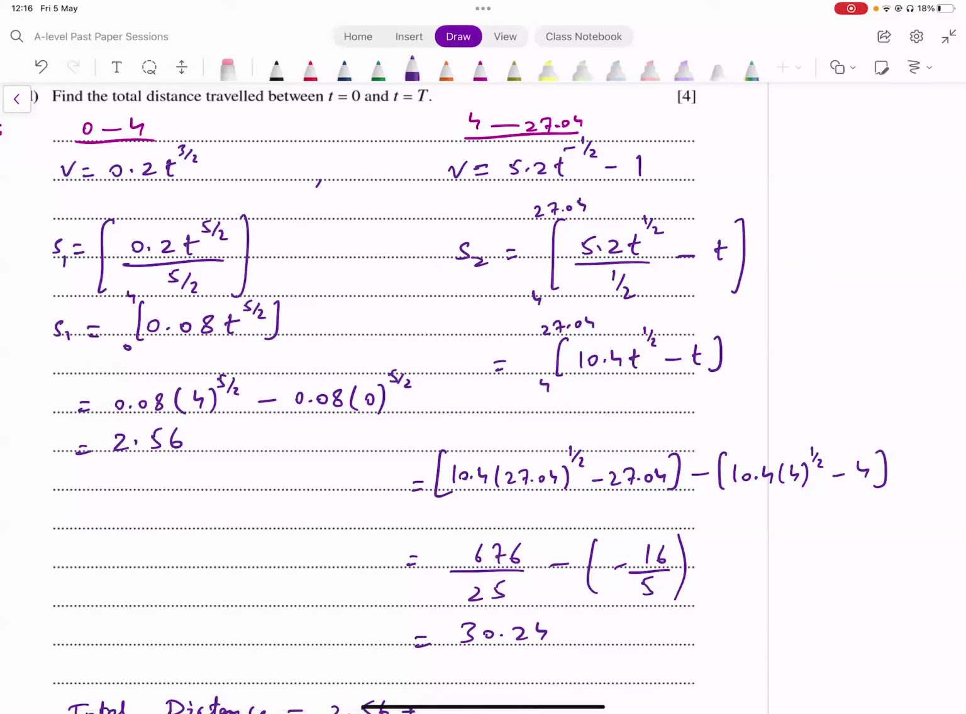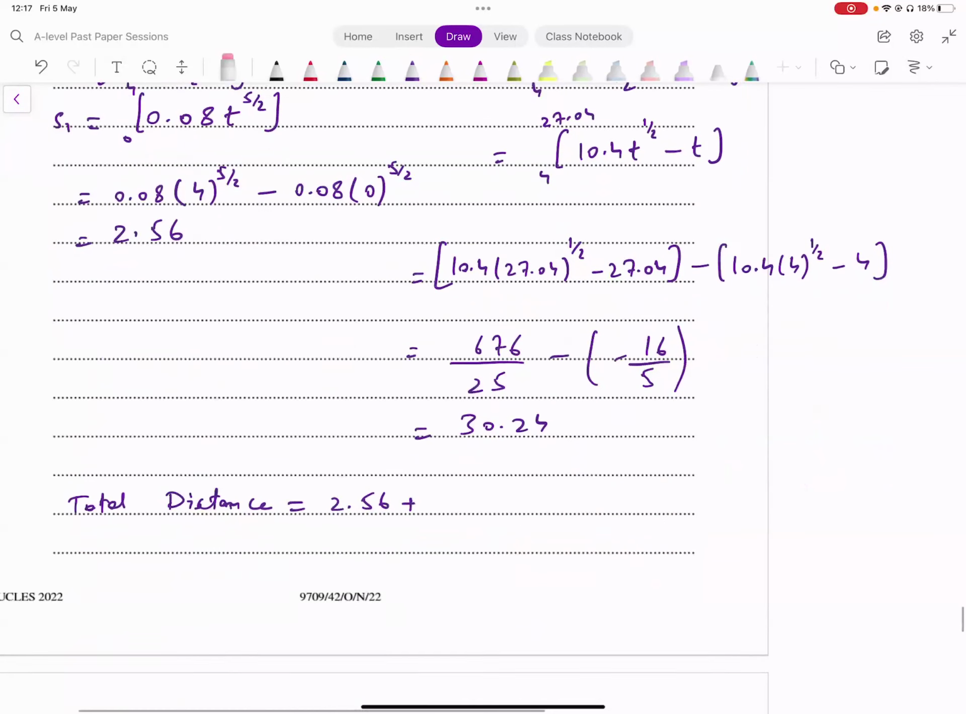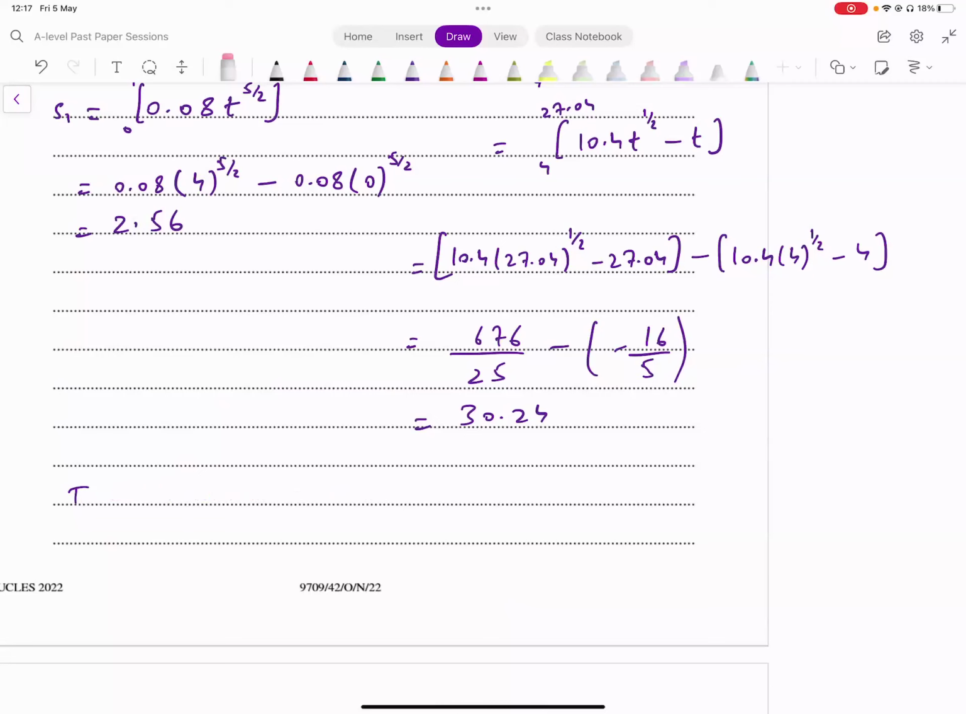लिमिट्स इनपुट करते हुए हमने क्या किया है, 10.4. Let me just check my working again. Calculator पे क्या डाला है, 10.4 into 27.04 whole raised to power 0.5. Subtract from this 27.04. We have 10.4 into 2 minus 4. अच्छा, second मैंने गलत लिख दिया यहाँ पे. This is 84 over 5. Okay, sorry. ये जो second आपके पास क्या आता है, 84 over 5.